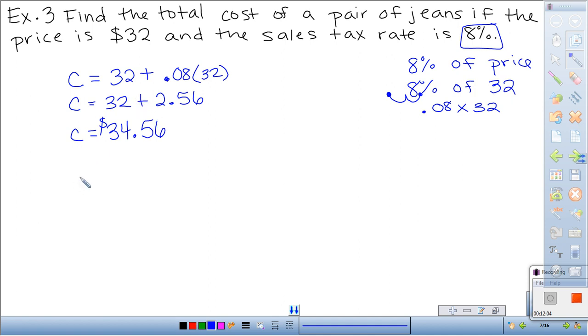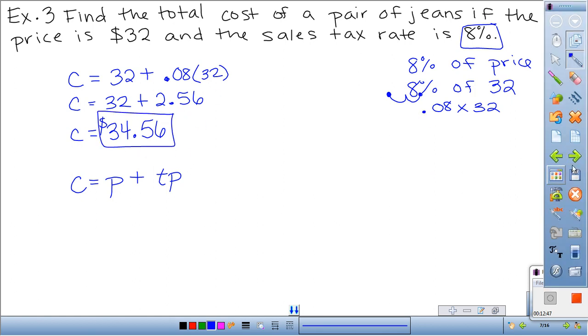So basically your general formula is your cost equals the price plus whatever your tax rate is times the price. In this case, our tax rate was 8%, but if it had been 5%, we would have done 0.05, or 10%, 0.1. So you have to adjust for whatever your tax rate is. This is our answer though, so let's box that.